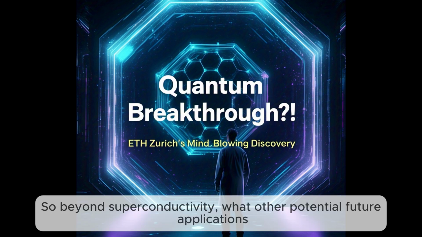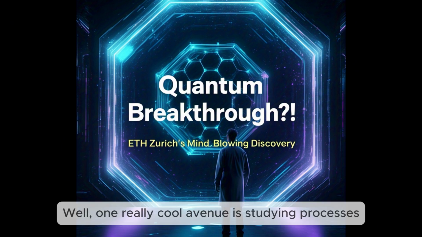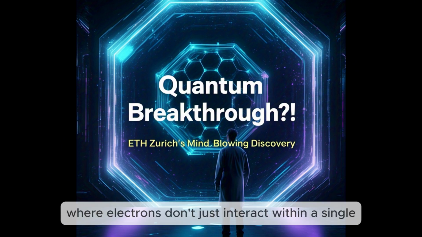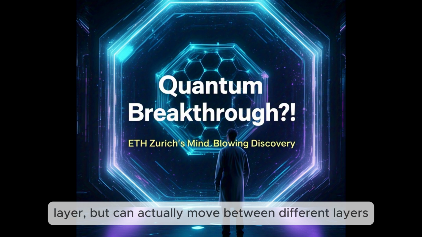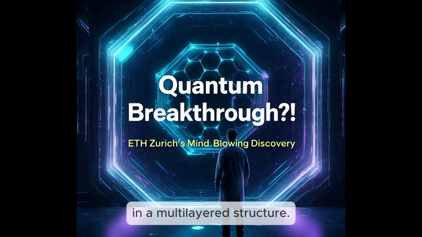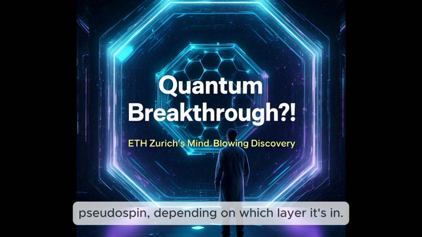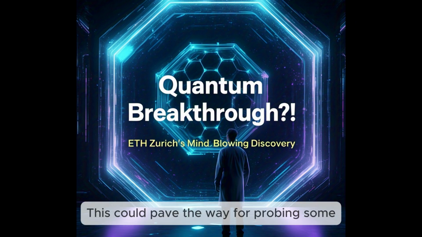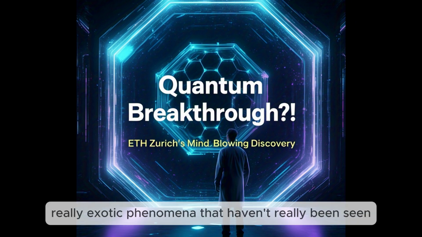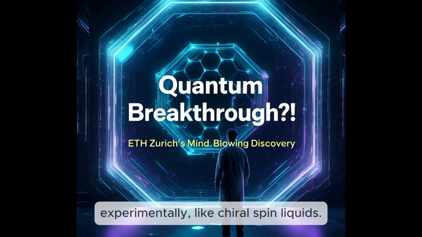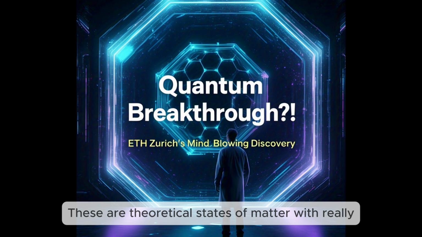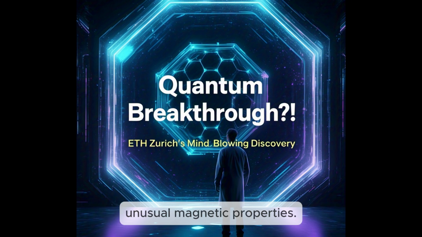So beyond superconductivity, what other potential future applications are they excited about? Well, one really cool avenue is studying processes where electrons don't just interact within a single layer, but can actually move between different layers in a multi-layered structure. And the researchers suggest that in that kind of situation, an electron could get this internal pseudospin. Yeah, depending on which layer it's in. This could pave the way for probing some really exotic phenomena that haven't really been seen experimentally, like chiral spin liquids. Chiral spin liquids. These are theoretical states of matter with really unusual magnetic properties.